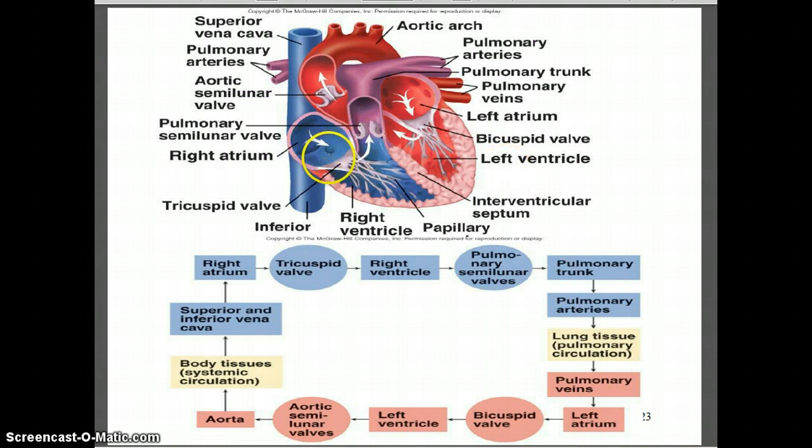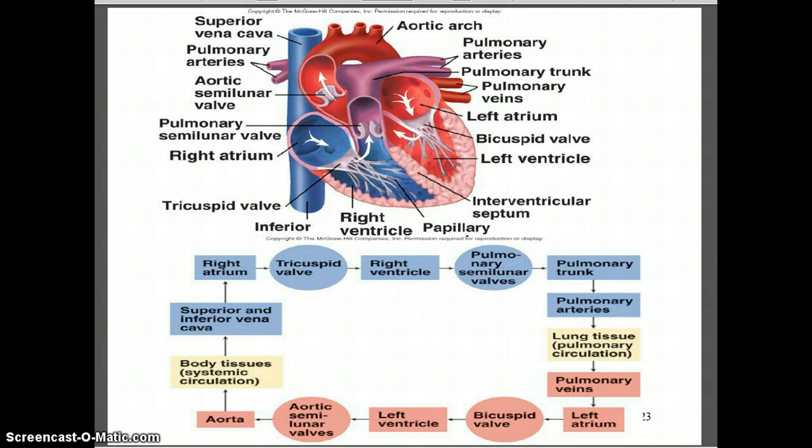Blood goes through the right AV valves into the right ventricle to the pulmonary trunk, becomes oxygenated, returns through the pulmonary veins high in oxygen, returns to the left atrium, through the left AV or bicuspid valve into the aorta, where it is then distributed throughout the body. So not really difficult to remember, but you do need to look at this sequence.